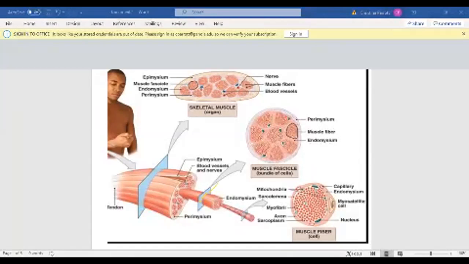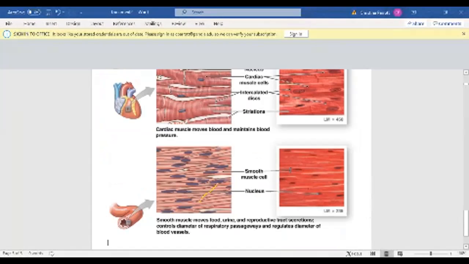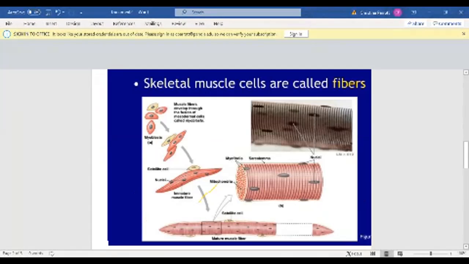So now let's go down to the next picture. Fast forwarded too far. There we go. Okay, so again, remember your skeletal muscle cells are also called muscle fibers. But here we're going to talk about how a muscle fiber is formed.